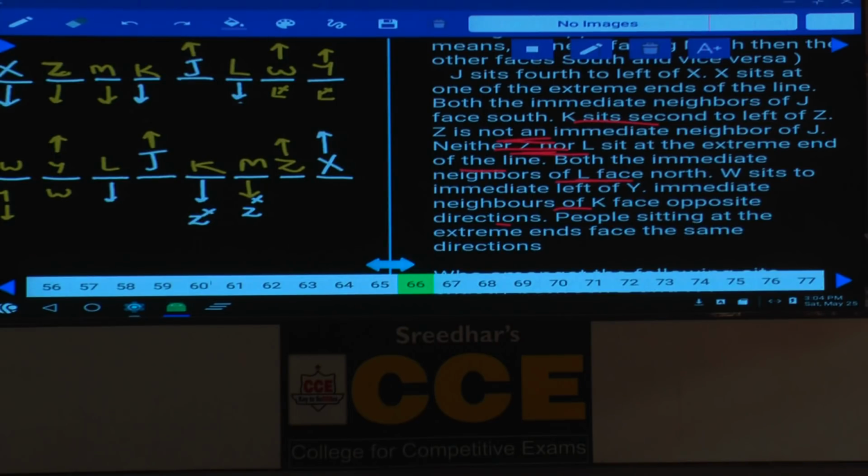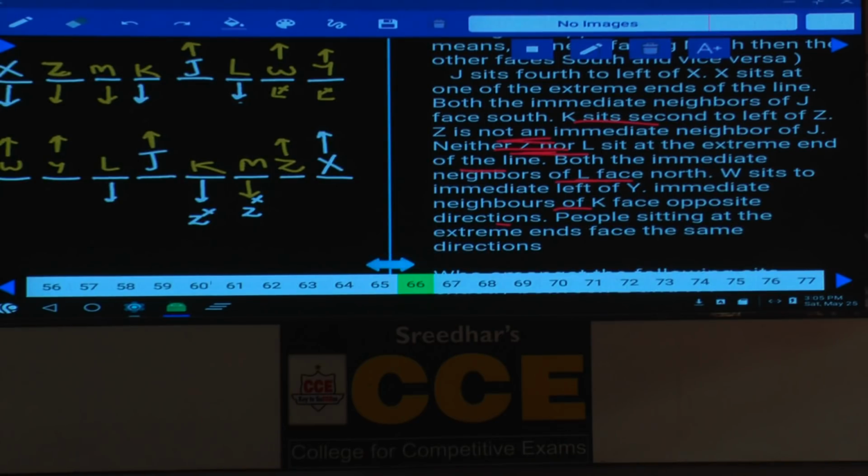And people seated at the extreme ends face the same direction. Here X is facing towards north. Now here this W is also facing towards north, isn't it? And so W is facing towards north.